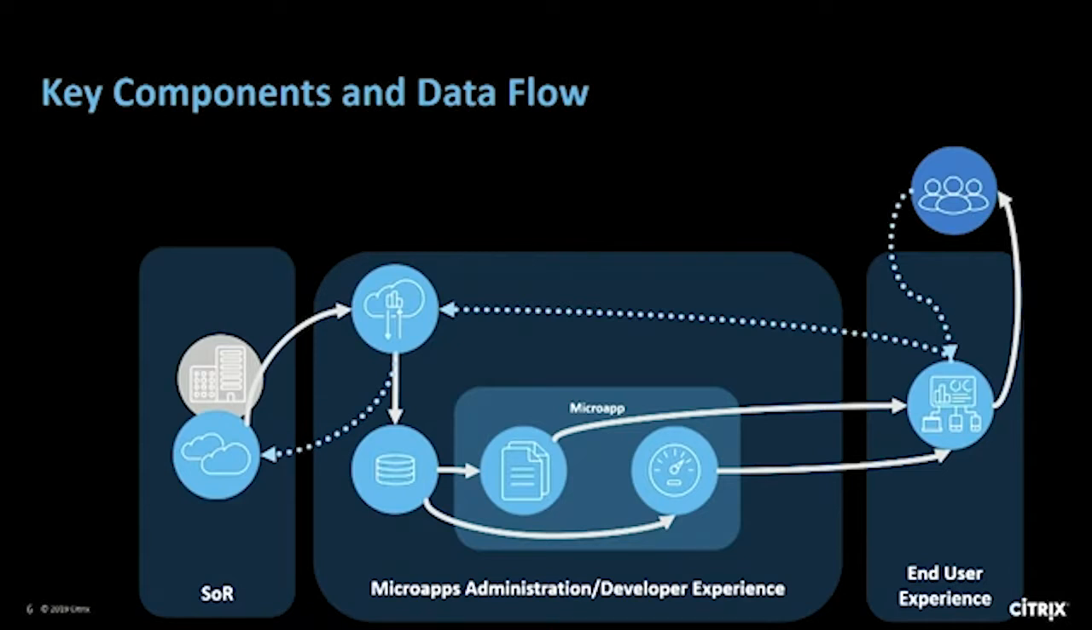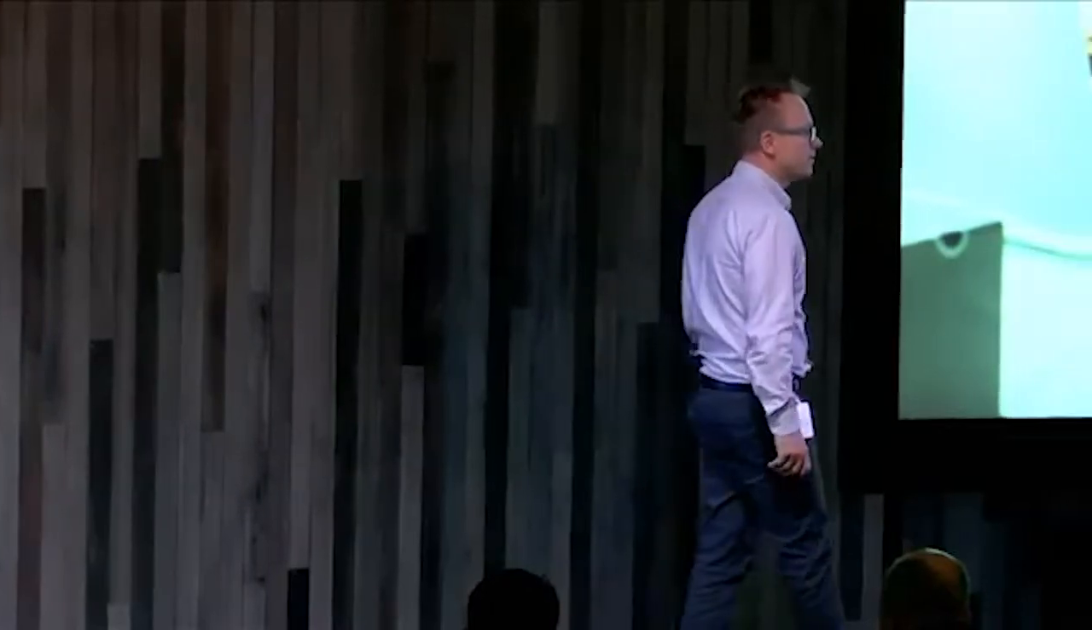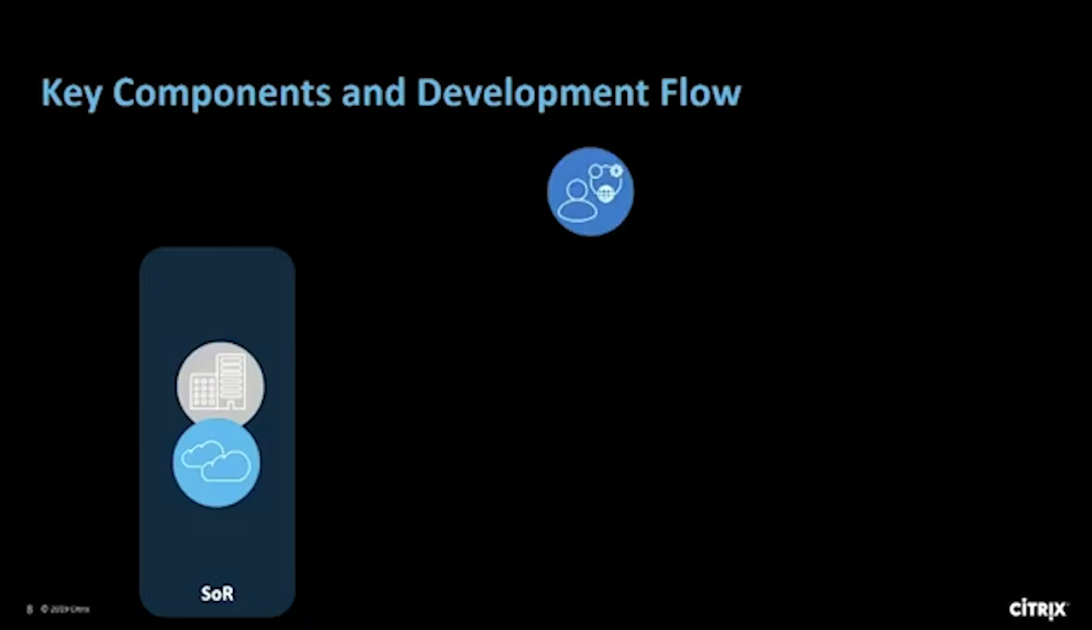Okay, so we know about the components. We know about how data flow across those components. So now let's have a look at how developers will touch it, how the developer flow will look like. We have a system of record. You know about that. Now we have developers. So we have somebody who needs to build a solution for a customer.